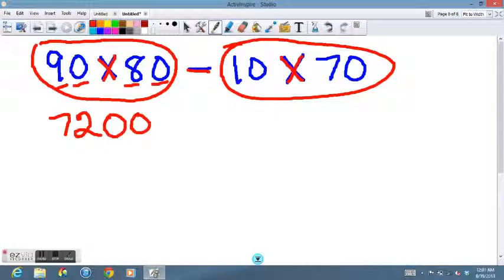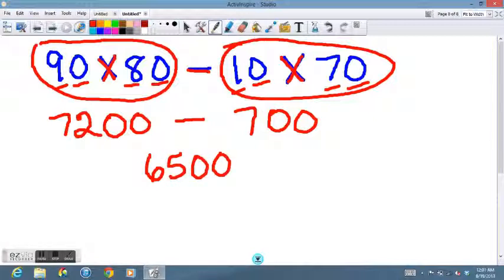And then minus 10 times 70, well, 1 times 7 is 7, and I have 2 zeros. So I get 7,200 minus 700, and if I subtract, I get 6,500 for my answer there. Okay, so again, I had to multiply first, then I was able to subtract. So here was my original problem, and then in this step, I did all my multiplications, and I would have done divisions if I had those. And then in this step, my last step, I did my subtraction.